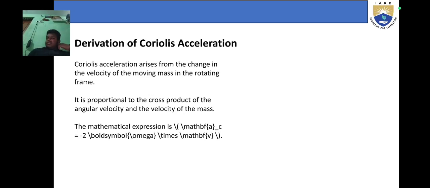Derivation of Coriolis acceleration. It is derived from the velocity of the moving mass in a rotating frame. This is proportional to the cross product of the angular velocity and the velocity of the mass. The mathematical expression involves the radial component and tangential component, with omega the angular velocity of the disk, r the radial distance of the mass from the center, and r-dot and r-double-dot the radial velocity and radial acceleration. The magnitude is A equals the square root of (r-double-dot minus r omega squared) whole squared plus (2 omega r-dot) whole squared.